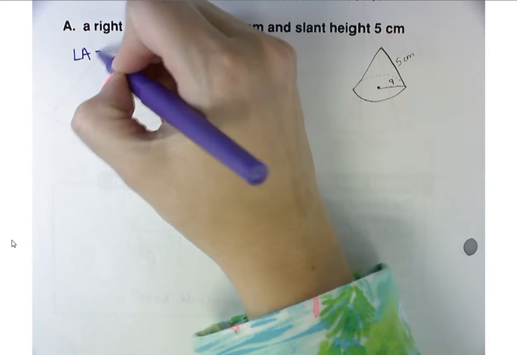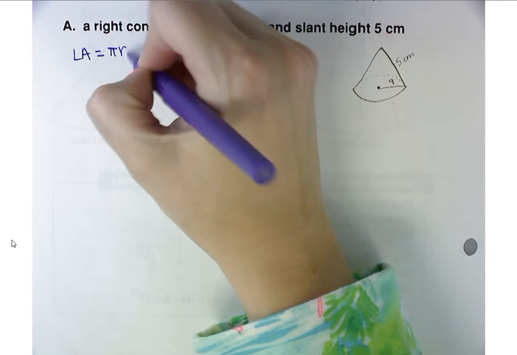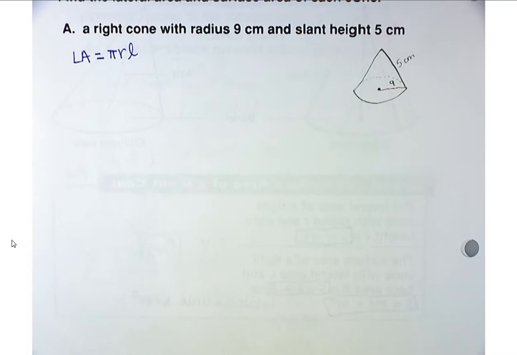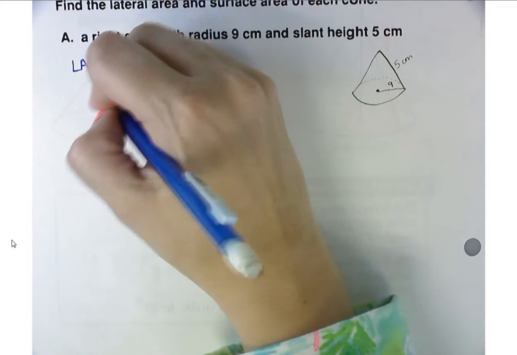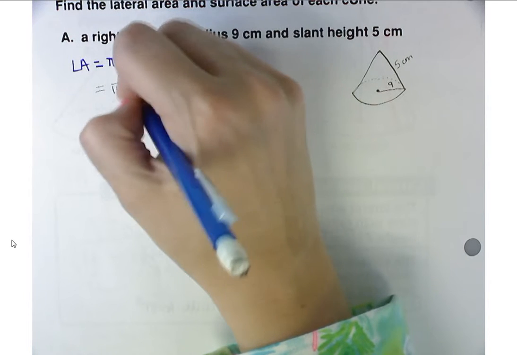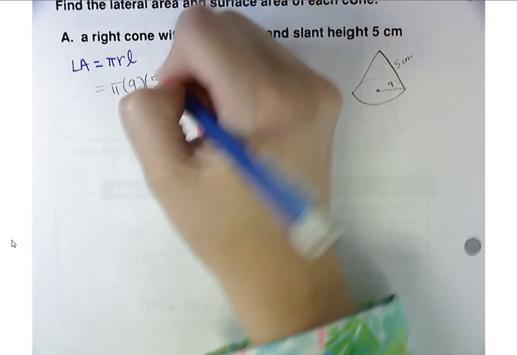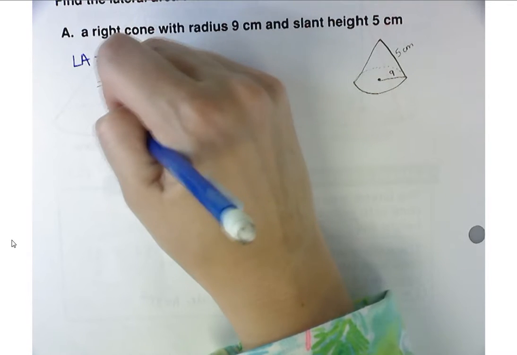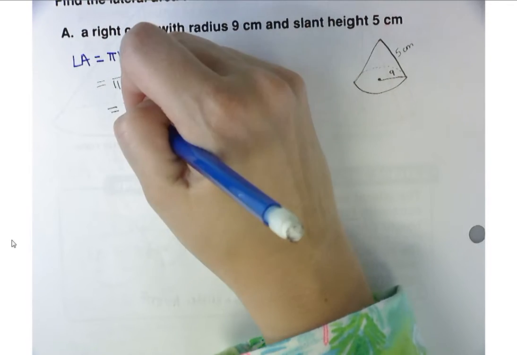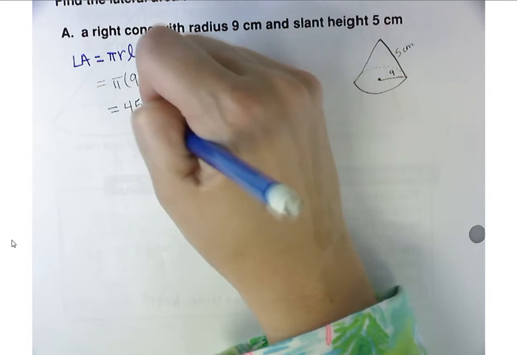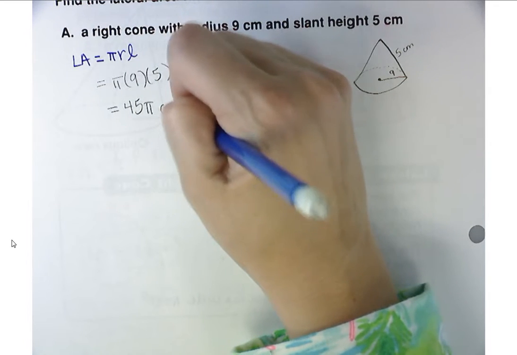So we now know that the lateral area is pi times the radius times the slant height. And lucky for us, those values are both given. So you already know your radius is 9 and your slant height is 5. Okay, and you can just keep this in terms of pi. So this would be 45 pi centimeters squared.